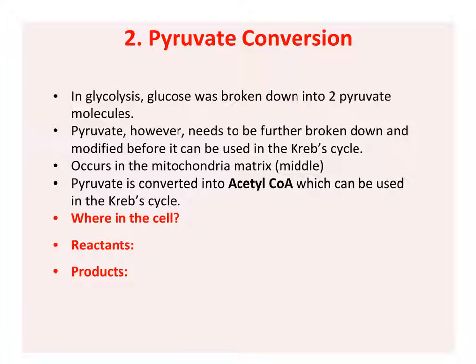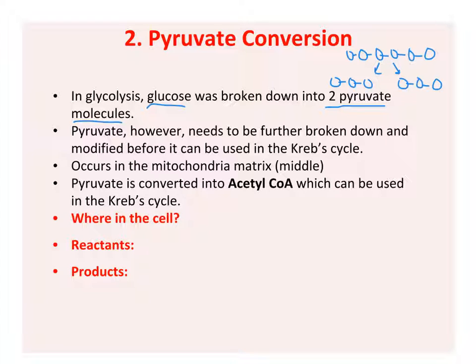Alright, so now we're going on to pyruvate conversion. It's also called pyruvate oxidation. So in glycolysis, we broke down glucose and we made 2 pyruvate molecules. So we started with a 6-carbon sugar, 1, 2, 3, 4, 5, 6. And we broke that down into 2 3-carbon pyruvate molecules.